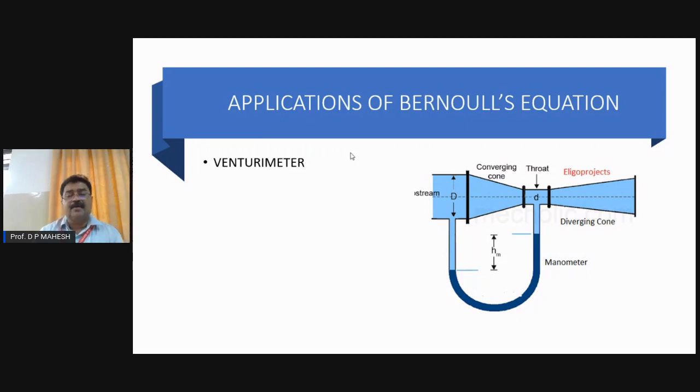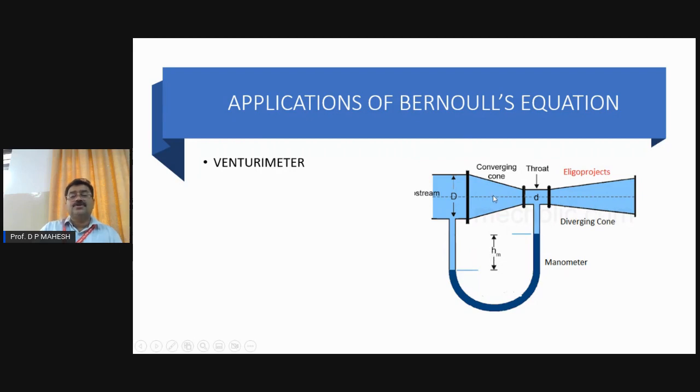Observe carefully. This is a pipe which carries liquid under some pressure, and this is called a venturimeter. It is fitted in line with the pipe. A venturimeter has three distinct sections. They are called the converging cone, the middle portion called the throat, and the last portion called the diverging section or divergent cone.